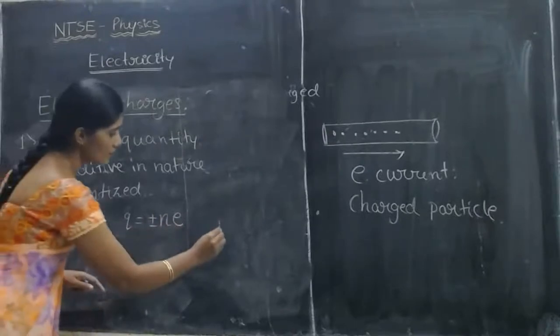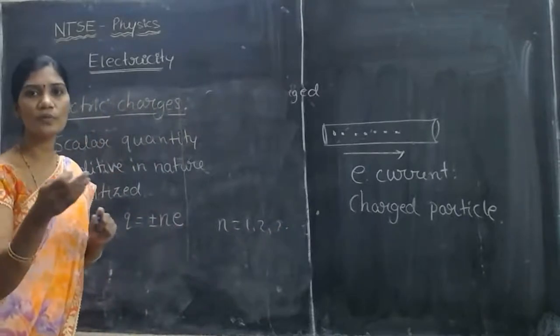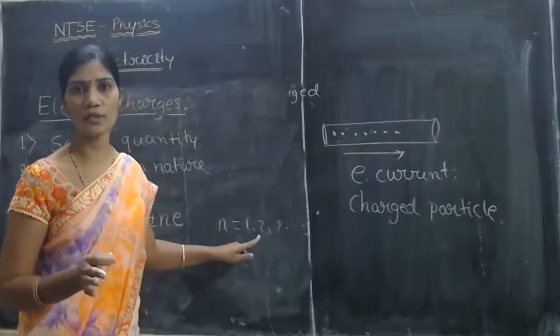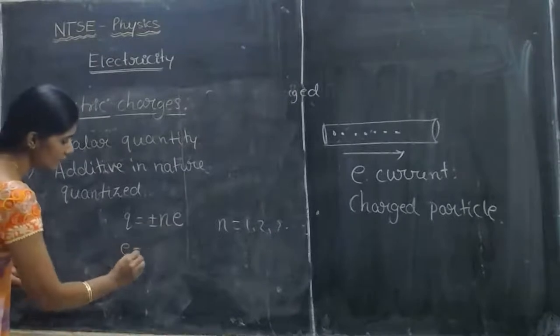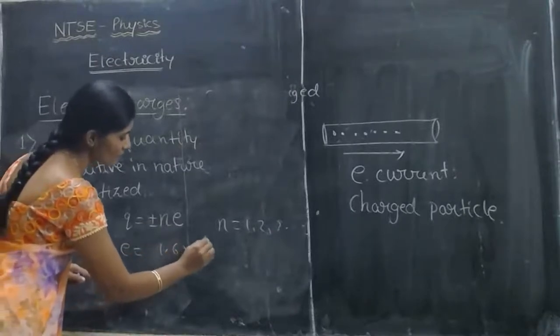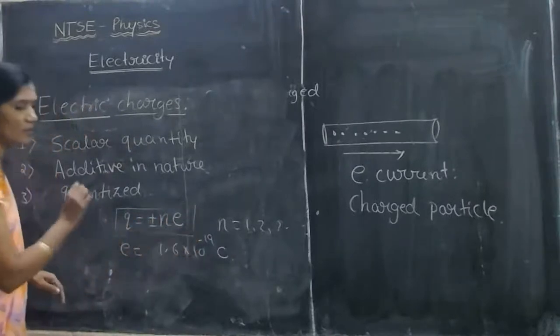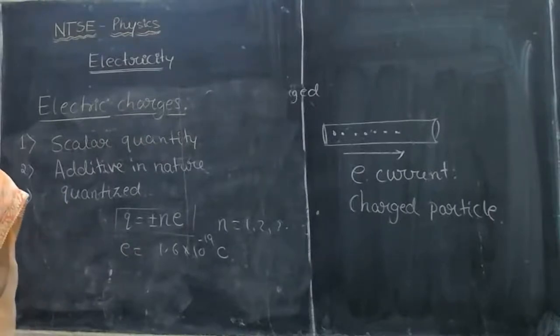This n is always 1, 2, 3 like that. It's not 1.1, 2.2, 3.3, like that fraction value. Always it is discrete but not continuous. Means it's an integral multiple. This e is 1.6 into 10 to the power minus 19 coulombs. This one formula I have to remember. You had it in your formula charts. Electric charge is a quantized quantity. While solving the numericals, this will help you. After this, one more property, the fourth one.